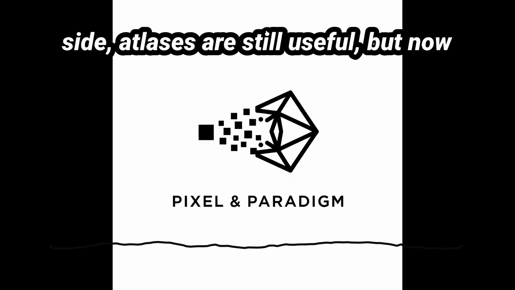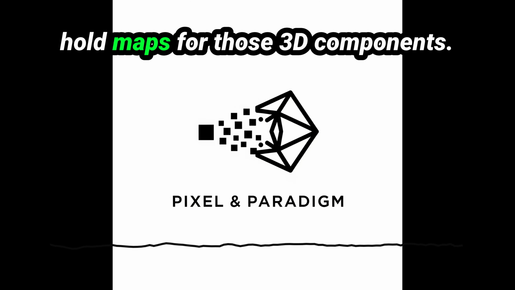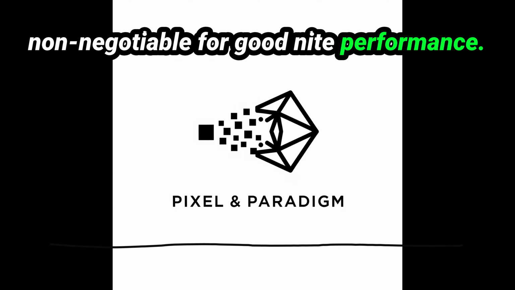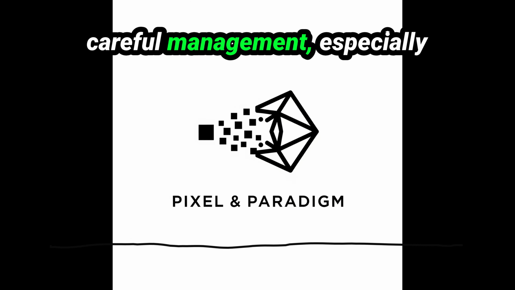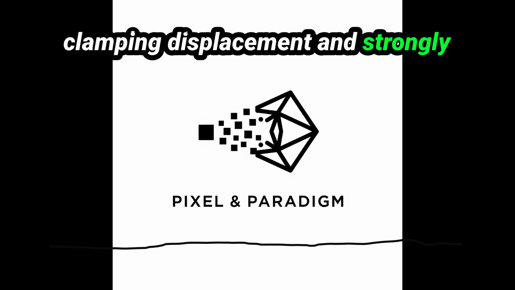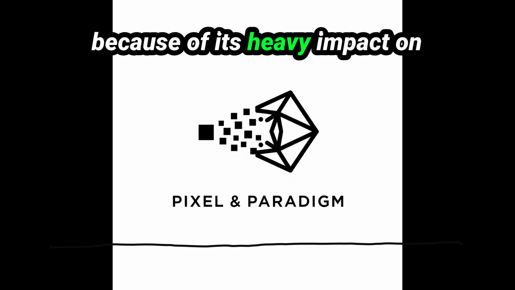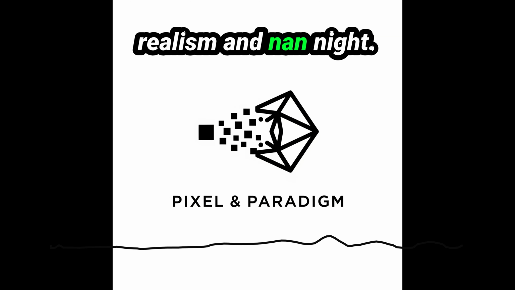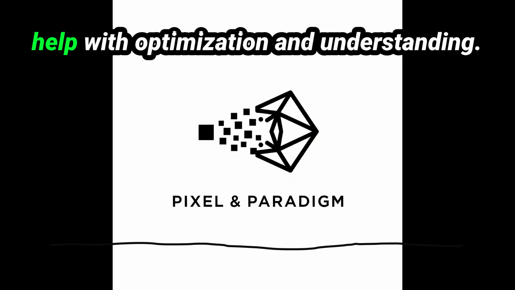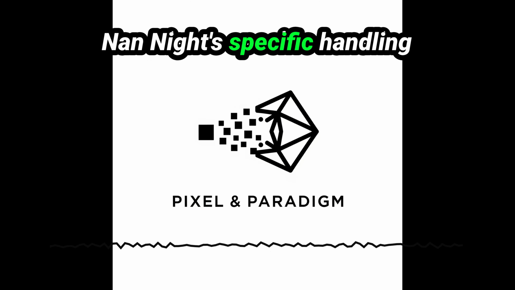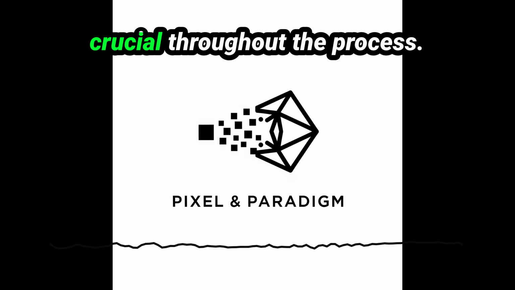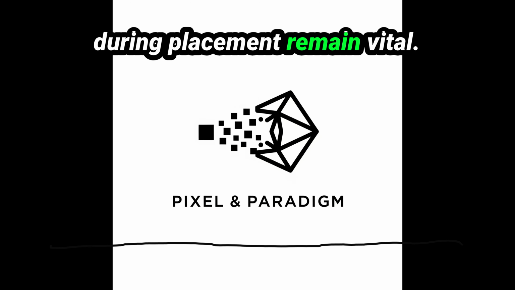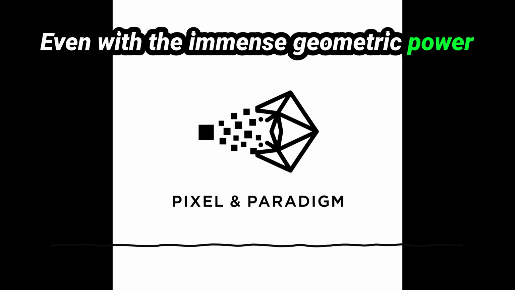And on the texturing and material side, atlases are still useful, but now hold maps for those 3D components. Prioritizing opaque materials is basically non-negotiable for good nanite performance. WPO for wind requires very careful management, especially clamping displacement, and strongly considering static VSM invalidation because of its heavy impact on nanite culling and VSM performance. SSS is important for realism, and nanite-specific material tools like overrides can help with optimization. And understanding nanite's specific handling of aggregate geometry is crucial throughout the process. Intelligent asset construction and careful density management during placement remain vital, even with the immense geometric power nanite offers.